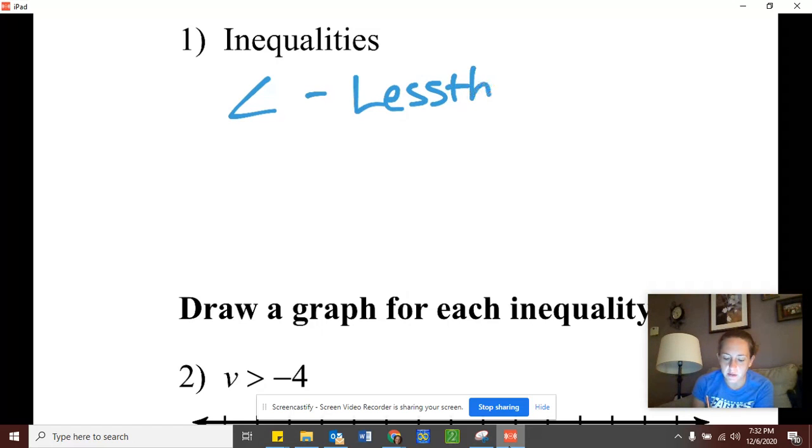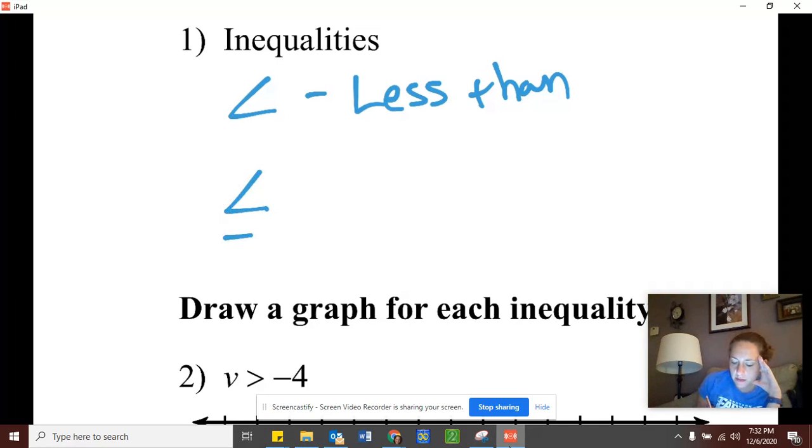One way I always tell people that they can remember, it looks like one word, it's 2 words. Less than. Make less than with your left hand. If you put a line under it, it means that it is less than or equal to.